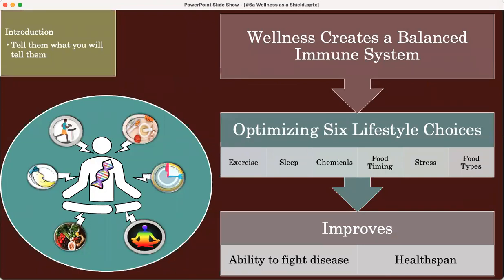In the introduction, wellness creates a balanced immune system. So I'm going to tell you what I'm going to talk about: optimizing the 6 lifestyle choices: exercise, sleep, the chemicals that you ingest, whether prescribed medications or other chemicals in the environment, food timing, stress, and food types. All of these optimized improve your ability to fight disease and extend your health span.